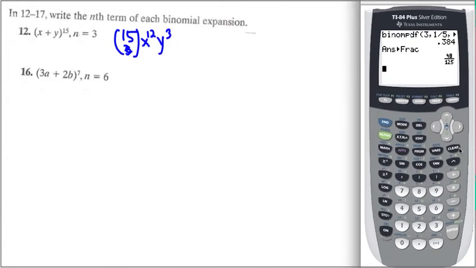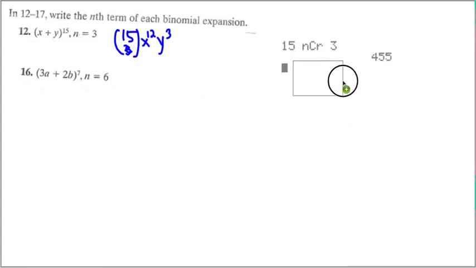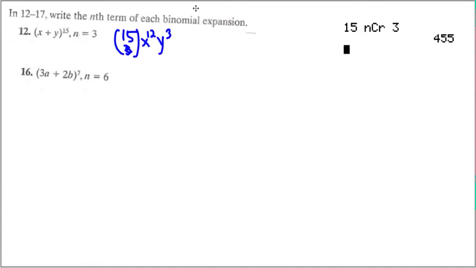Alright, so here we have 15, math, probability, number 3, and nCr 3. Then you get 455. So our answer becomes 455 x to the 12th power and y to the 3rd power. That becomes our third term with y being equal to 3.